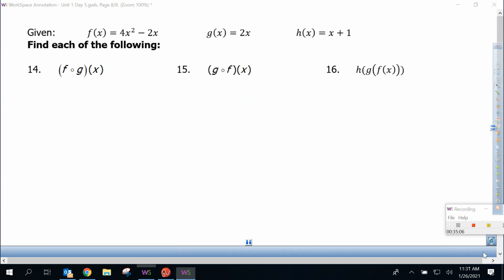And I'll show one more. Oh, the fun continues. Okay, luckily these are evaluating. Number 14, f ring g. Does that mean multiply? So what does f ring g mean? f of g of x. So I'm going to rewrite this: f of g of x.